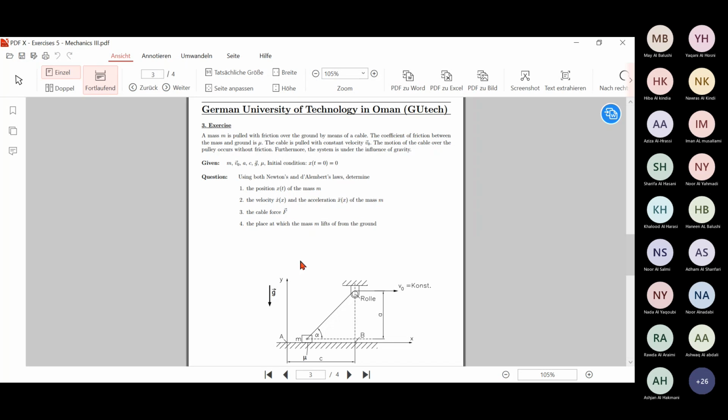Then the cable force F, when you make the cut here, you can have the force F here and force F here acting on the mass, as well as on the rod. And the place at which the mass M lifts off from the ground: when you pull the cable at certain times, the mass M lifts, and we are looking at which position exactly.